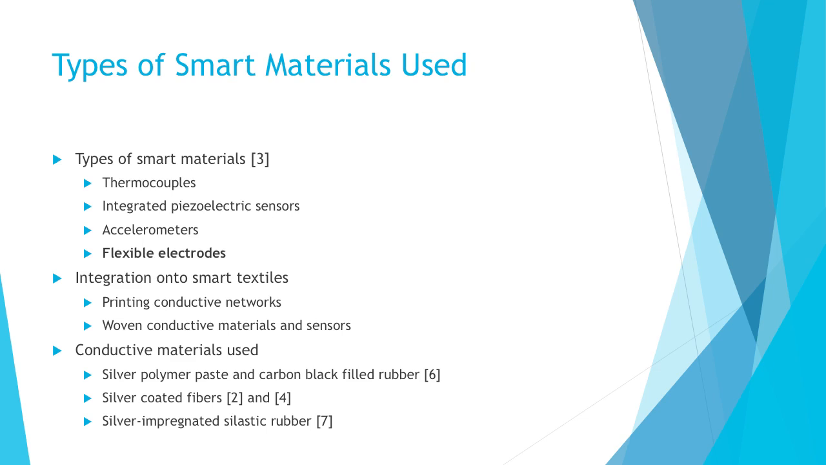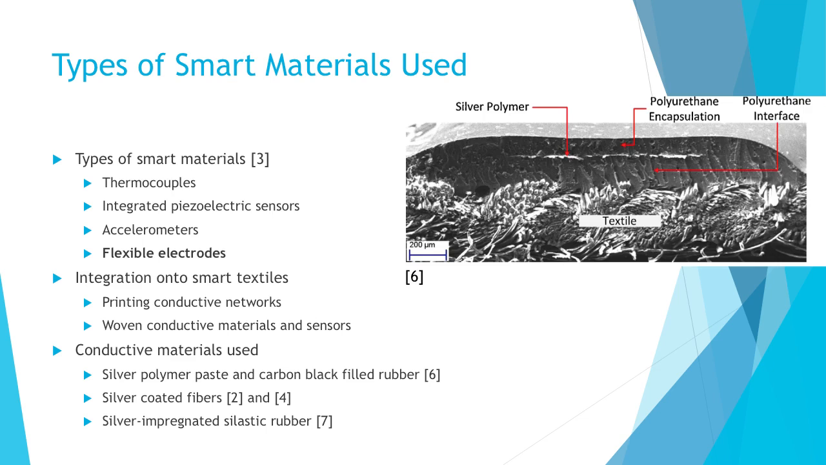Printing is used extensively in non-woven textiles; however, its use in woven textiles is limited. Notably, these networks can both transmit data to and from sensors and act as sensors themselves for ECG, EEG, and EMG purposes. An example of a printed conductive network is Paul et al.'s screen-printed conductive network.